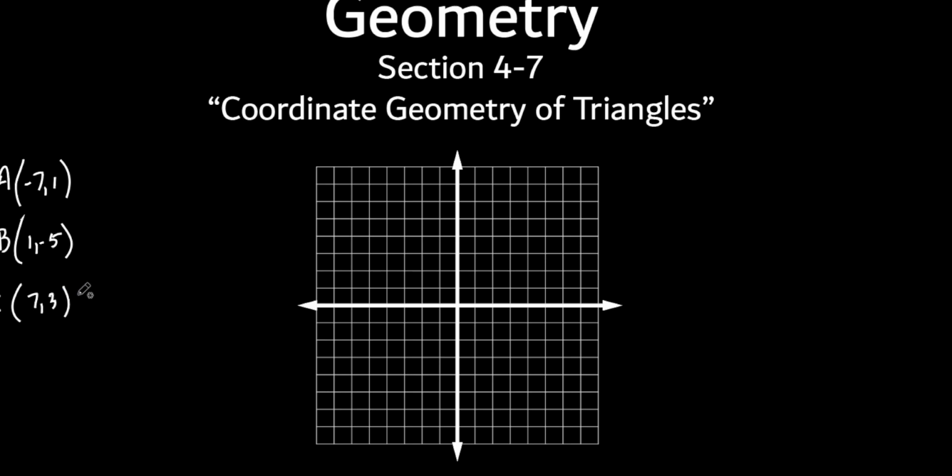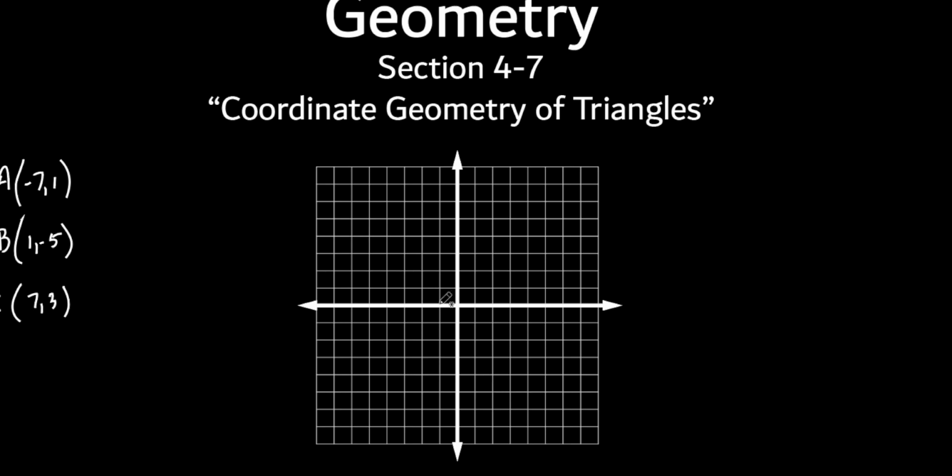So what I'm going to do is plot all 3 of those points. If I have 3 points, guess what I'm going to have? We've been talking about it all chapter. Triangles, right? So I'm going to make a triangle out of these 3 points. That's part of my coordinate geometry of triangles. All right, so let's plot it.